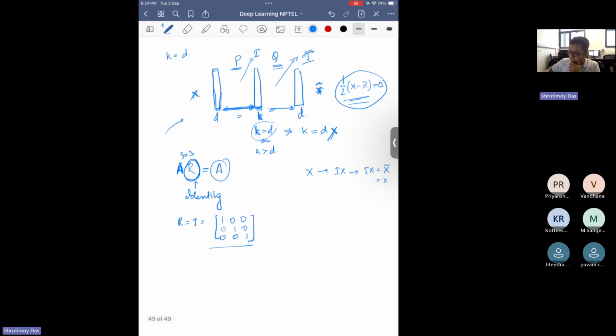Now what happens if you have an input d here, and you have some k which is greater than d, and then you get back d here? Will there be a case where x minus x tilde equals 0? Here k is greater than d, and you have some matrices, say p and q. Can you have a situation where again you get back the same matrix?